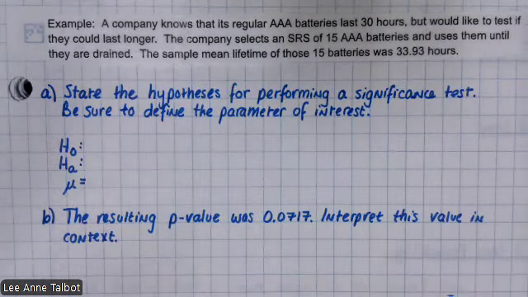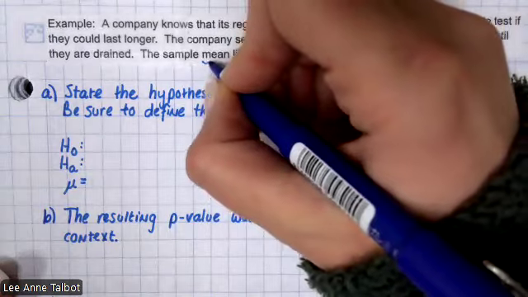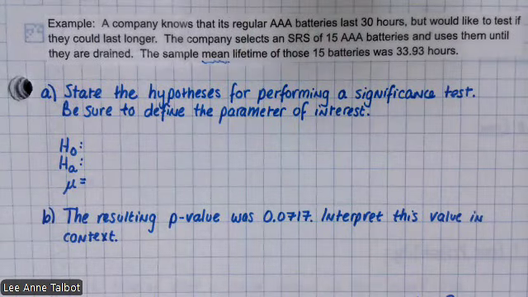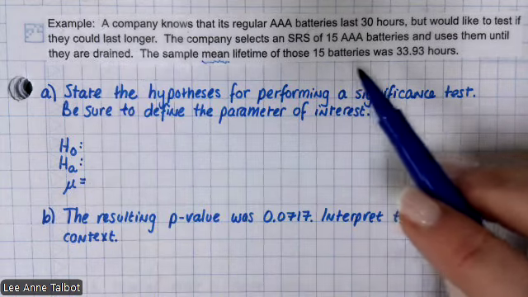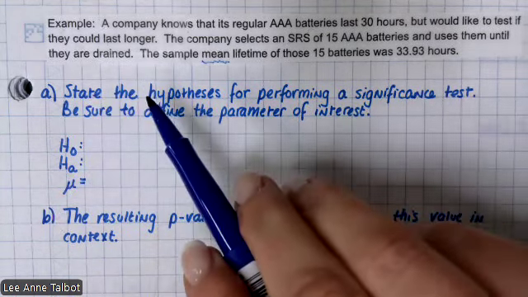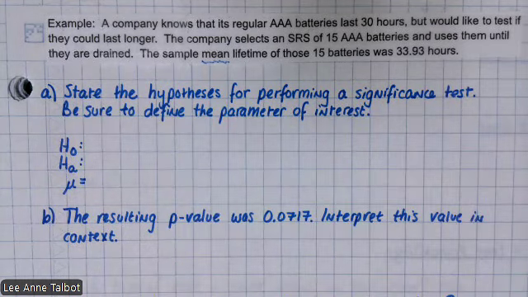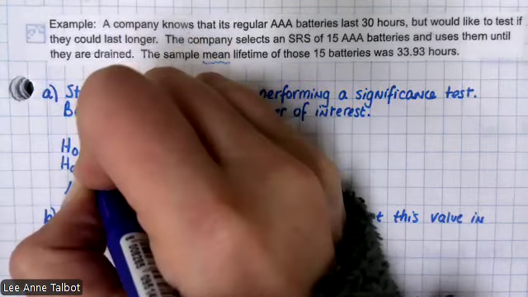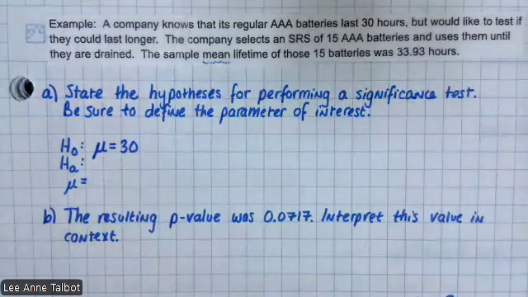The first thing you need to do is figure out if your problem works with proportions or means. This particular problem says the word mean in it, so you're working with means. A company knows that its regular AAA batteries last 30 hours, but would like to test if they could last longer. What's happening currently? What's the current belief? Nothing interesting is going on. Last 30 hours, fabulous. So your null hypothesis is going to be that the mean is 30.